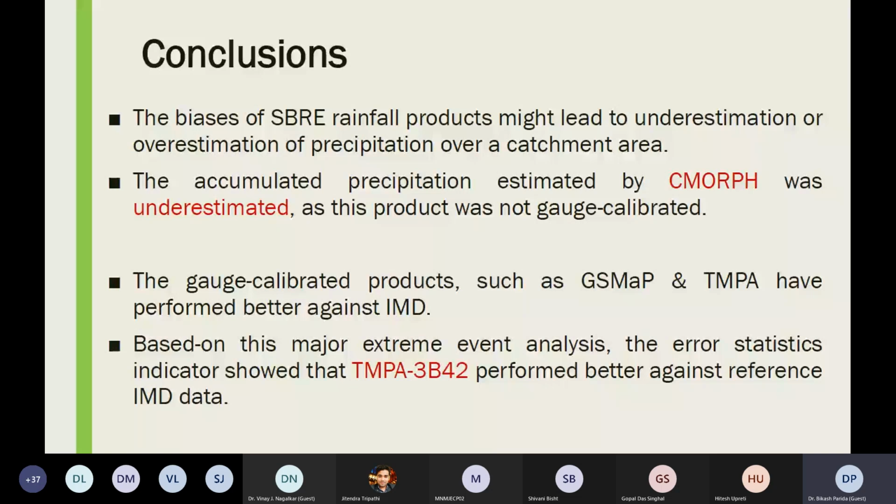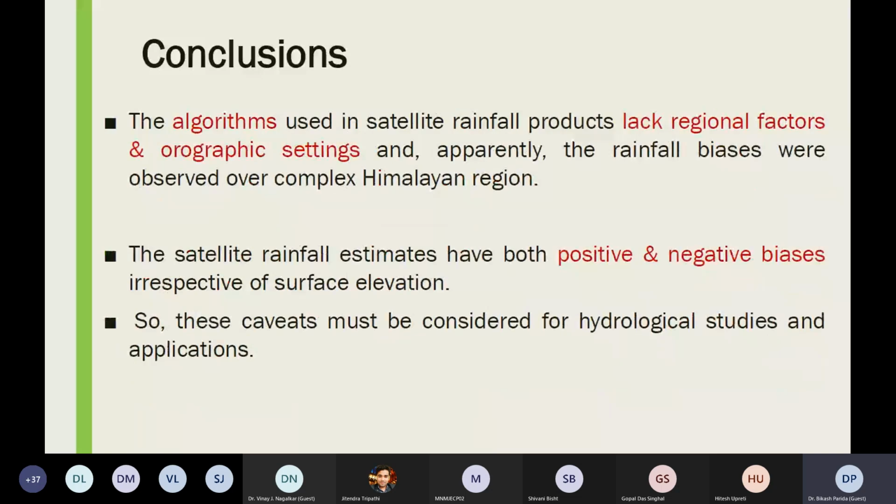And why is it that the Himalaya regions have some problems with satellite-based rainfall? It is because in the calculations, the algorithm is not taking into account the orographical settings located in the Himalaya, and also some regional factors. Because it is a global-based calculation or estimation, the local factors have not been considered. So because of that, we get some biases from the satellite data.